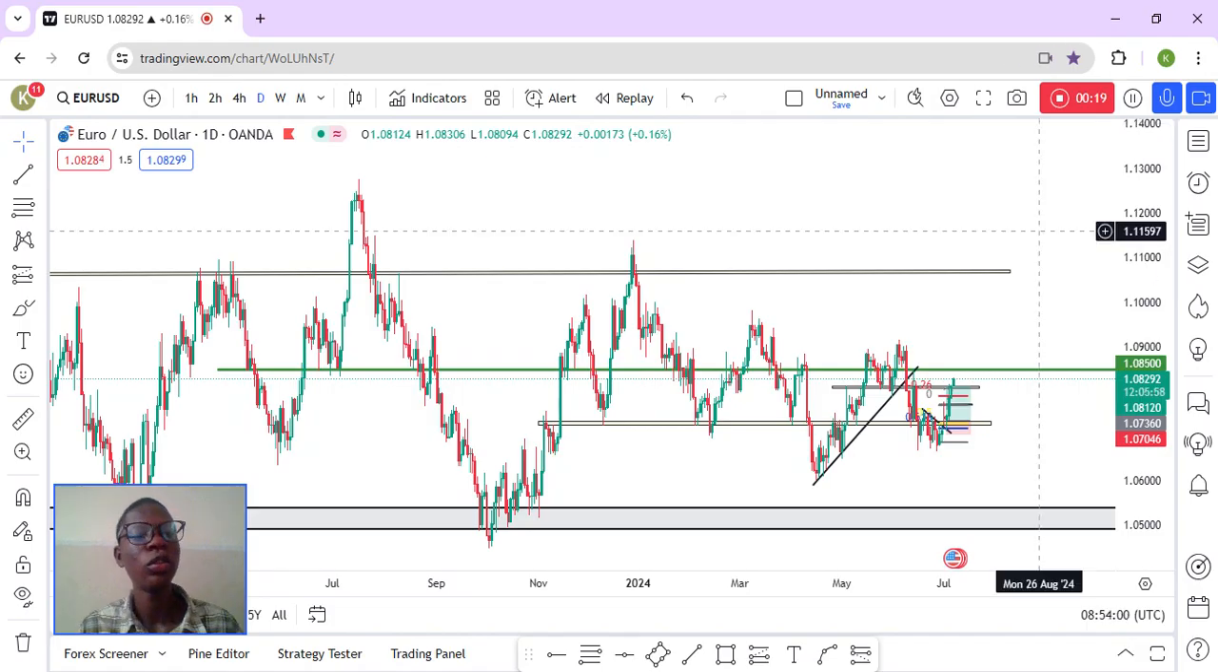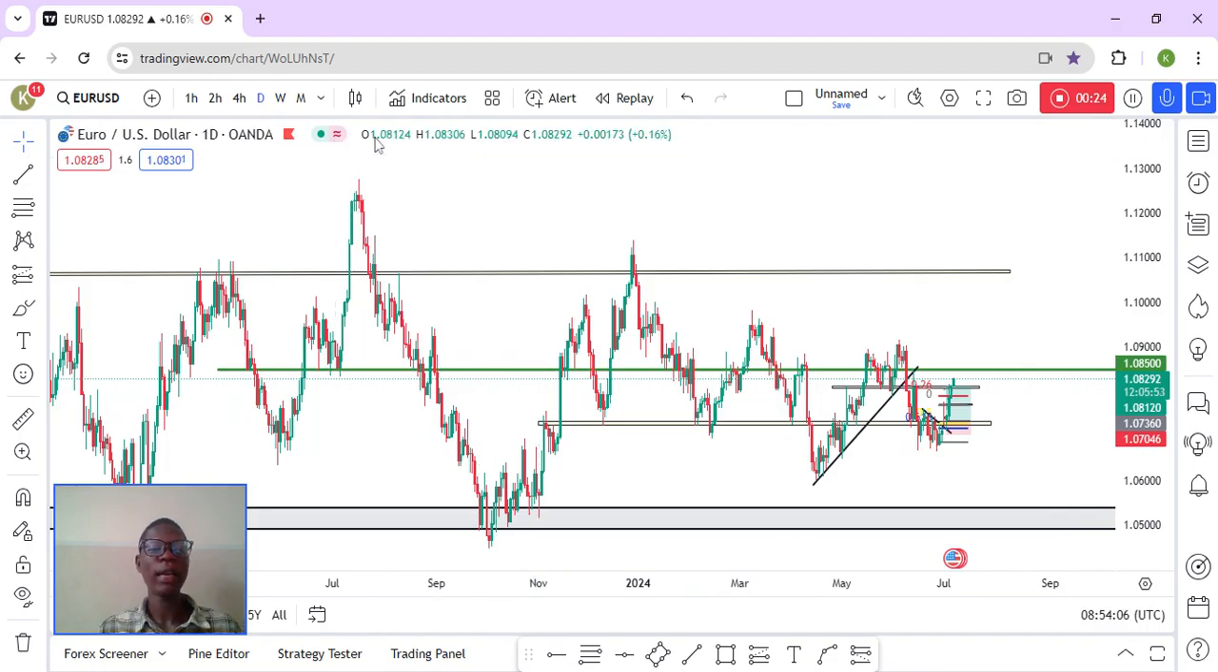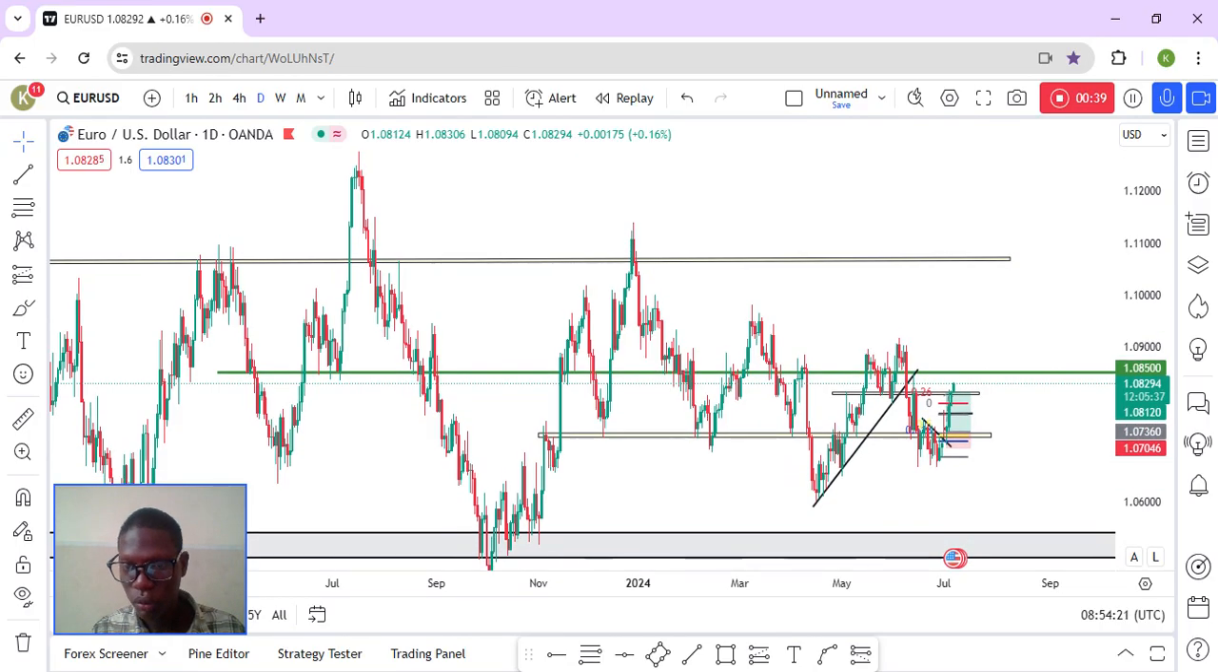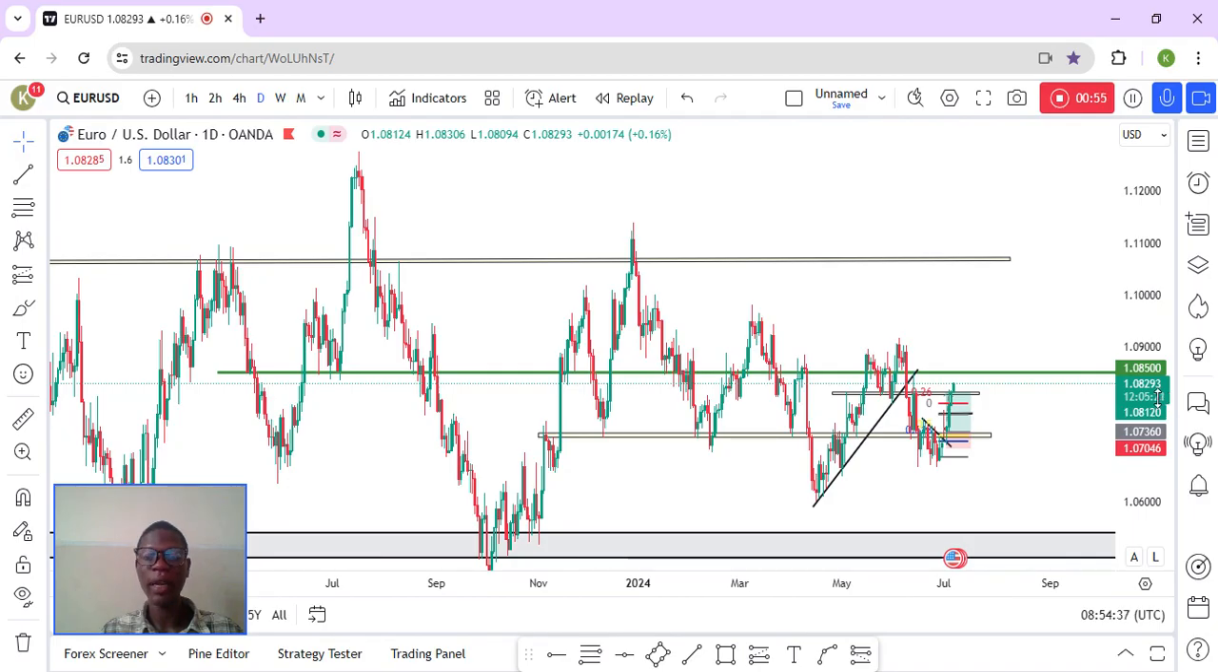So let's start off with the Euro USD. What happened on the Euro USD was that in the last Trade Trends episode we caught a trade, and our trade has actually hit take profit. So let's go over the euro and see what happened. When the market was around there, we predicted that the market was going to come up to this level here as a retracement at 0.65 retracement, and the market did just that.